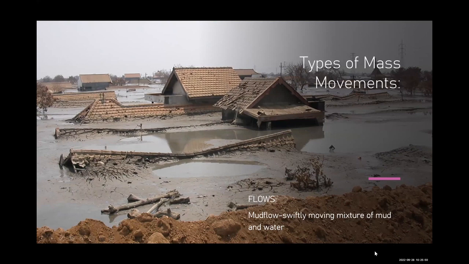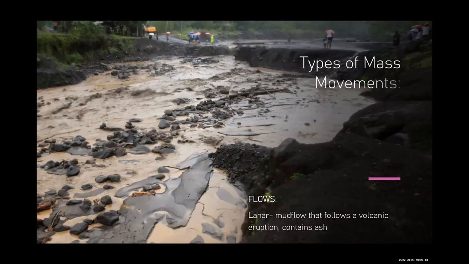Then we have flows. Creep is the slow movement, and flows are pretty fast. We have mud flows, a swiftly moving mixture of mud and water. Mud is just dirt and water, so I guess it's really a lot of water and some dirt, or very watery mud. It would have to be pretty watery mud to move anyway, because mud can be pretty viscous when it's thick. And then you also have lahars, which are mud flows that follow volcanic eruptions, and they contain ash mixed in with the mud.